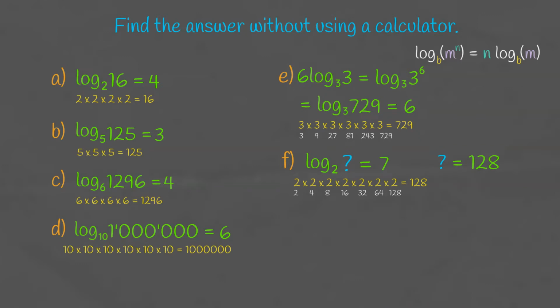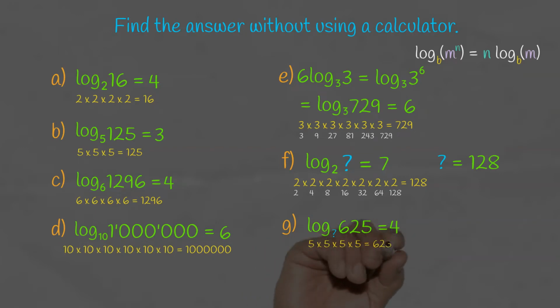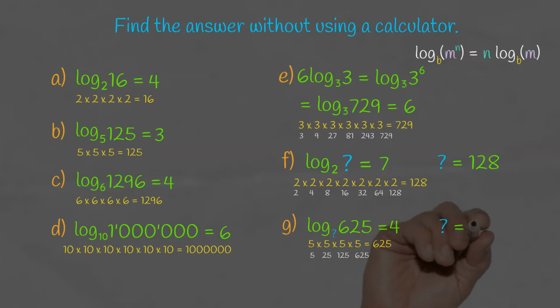And finally, a little bit more tricky, we could say log to what base of a number, 625 is our example, is equal to 4. So we need to find out which number we times 4 times to get 625. And as you can see, timesing 5 4 times is 625, so the base is 5.